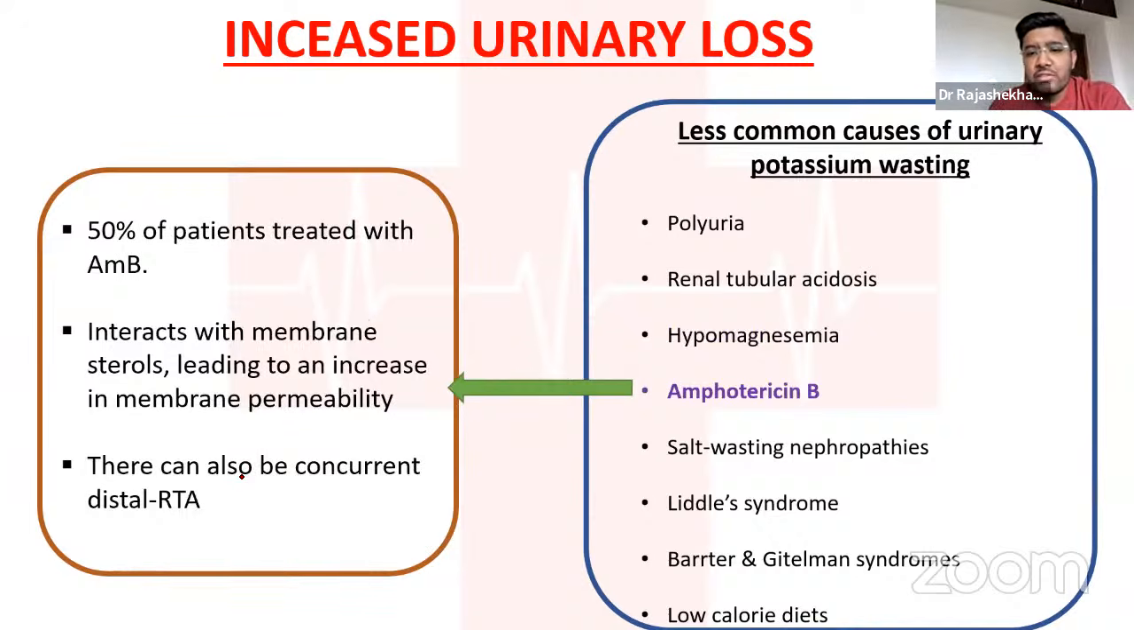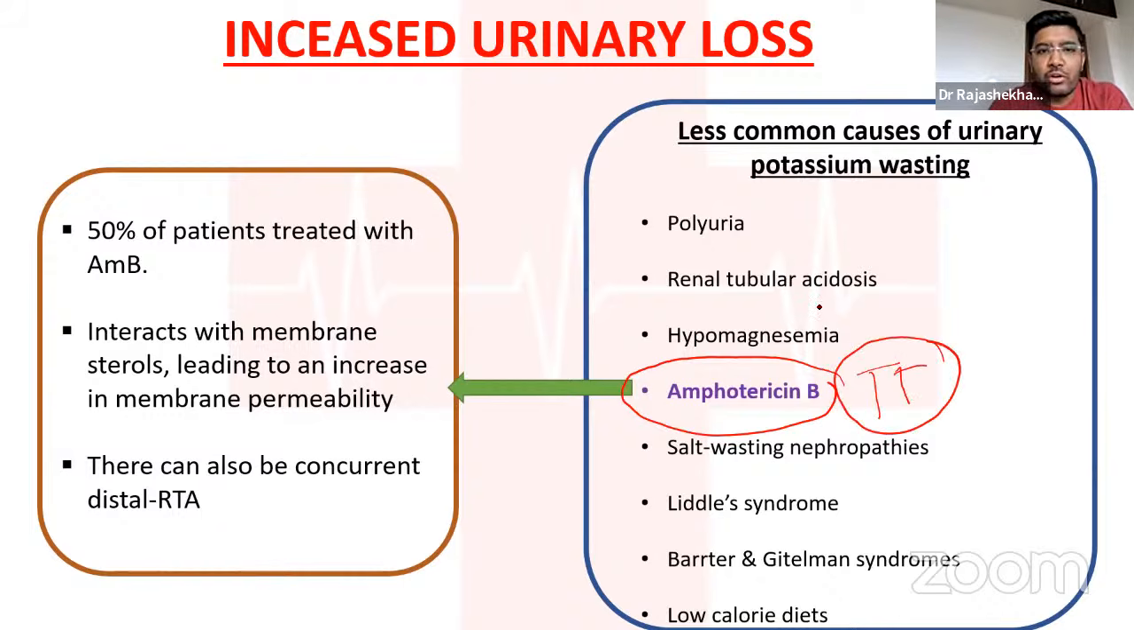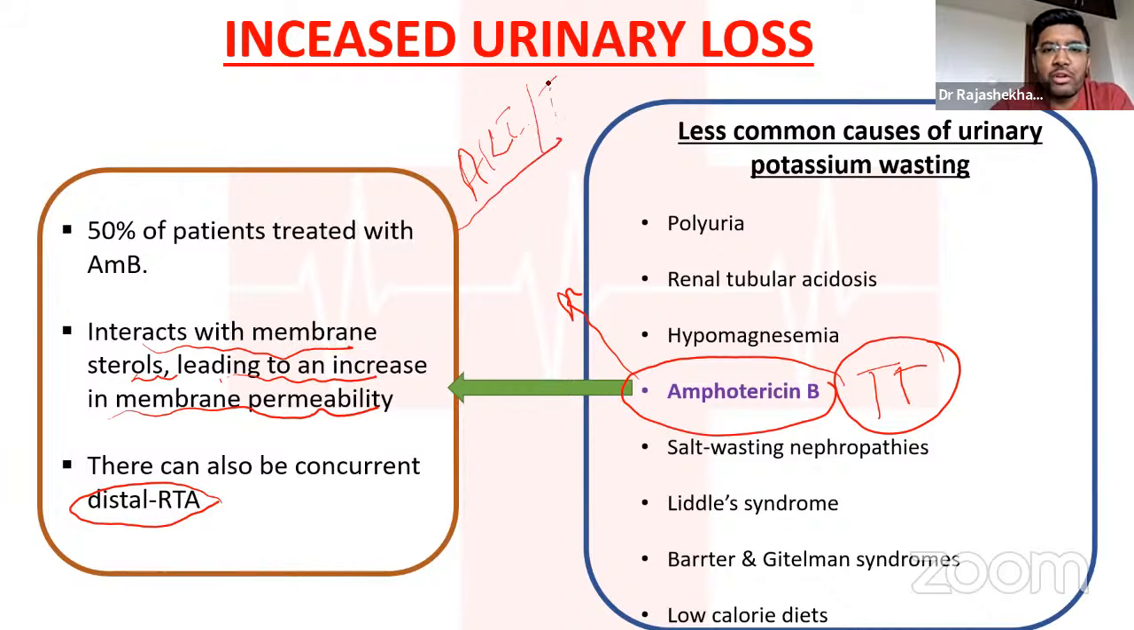Then amphotericin B is a notorious direct tubular toxin that can cause hypokalemia in your patient. It interacts with the membrane sterols, leading to increased membrane permeability, causing secretion of the potassium into the urine. So this can also be associated with concurrent distal RTA. Amphotericin B is very common in causing acute kidney injury by direct tubular toxicity, that is acute tubular necrosis, and it can cause hypokalemia and non-anion gap metabolic acidosis.